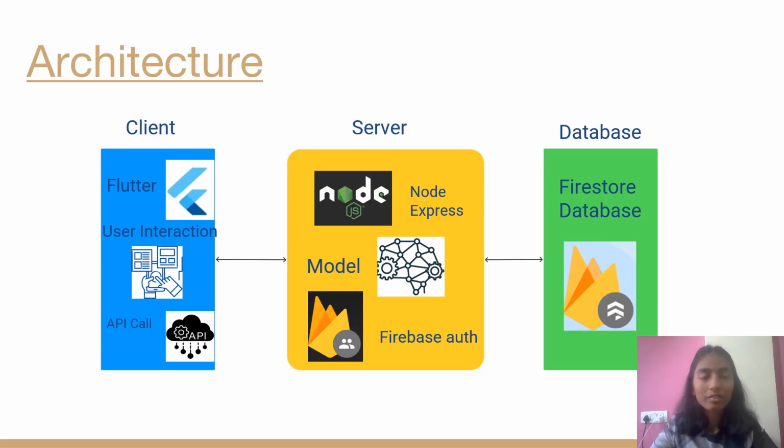The architecture we have is a three-tier architecture: client, server, database. The server is the Node Express and the models involved, and Firebase authentication. We have the client, which is the user interaction using Flutter, and then for the database we are using the Firebase database. It is a three-tier architecture.